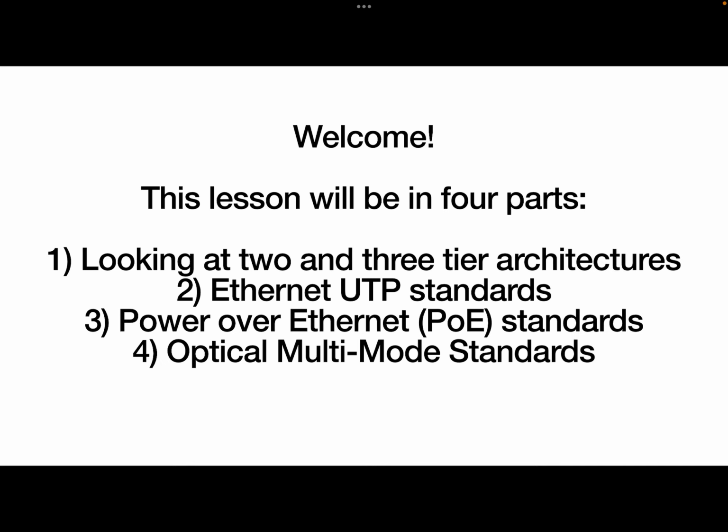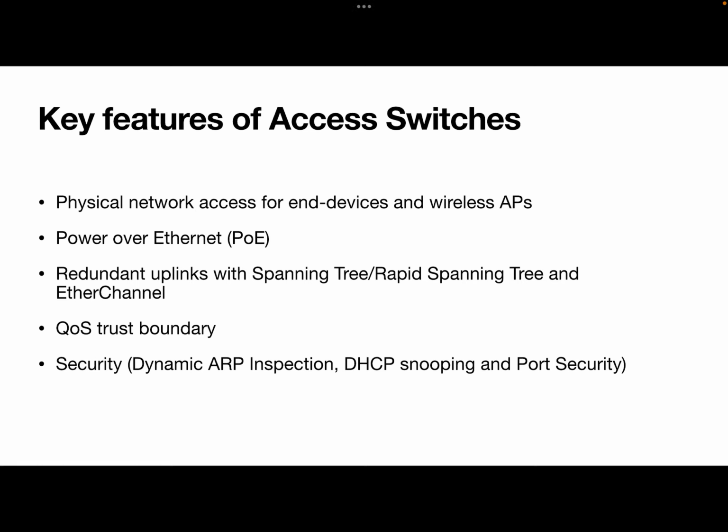Welcome. This lesson is going to be 4 parts, so looking at 2 and 3 tier architectures, so collapsed core or 2-tier, and then your 3-tier architecture, Ethernet unshielded twisted pair standards, power over Ethernet standards, and then finally optical multimode standards. So firstly, we're going to talk about access switches, then distribution switches, then core switches.